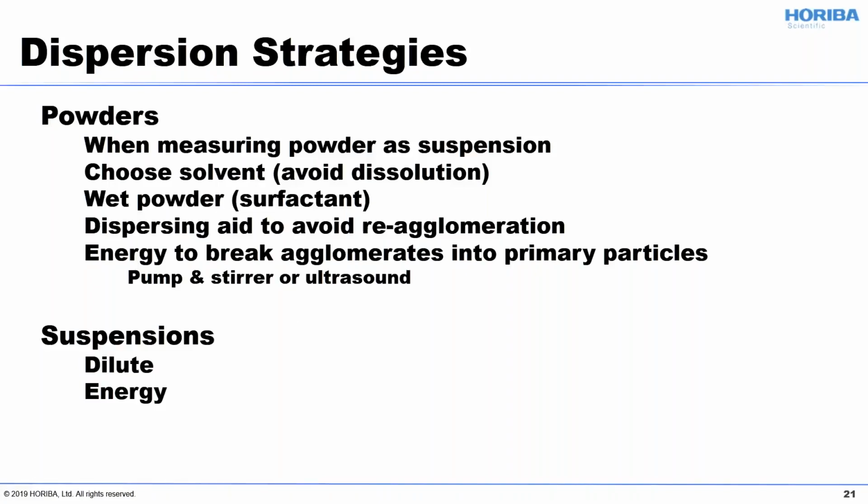Conversely, if you're looking at, say, polystyrene pellets, then if you try to disperse it, or I should say ground polystyrene because that's faster dissolution, and you have it in DMF or THF, you'll dissolve the polymer, you won't see anything. You then want to make sure that the particles are wetted, and you might need a dispersing aid to avoid reagglomeration, and finally some energy to break up agglomerates into your real particles.